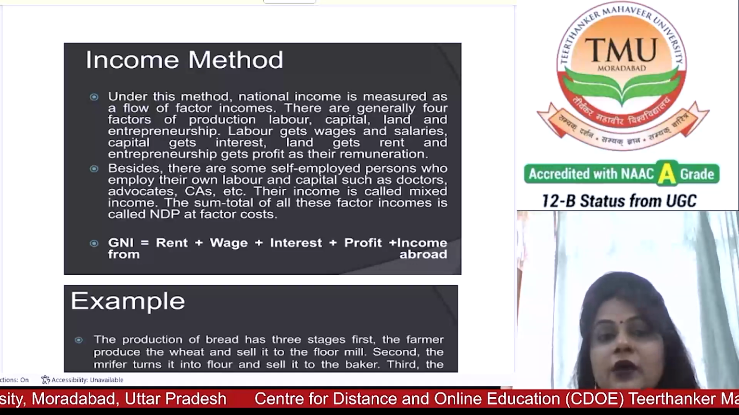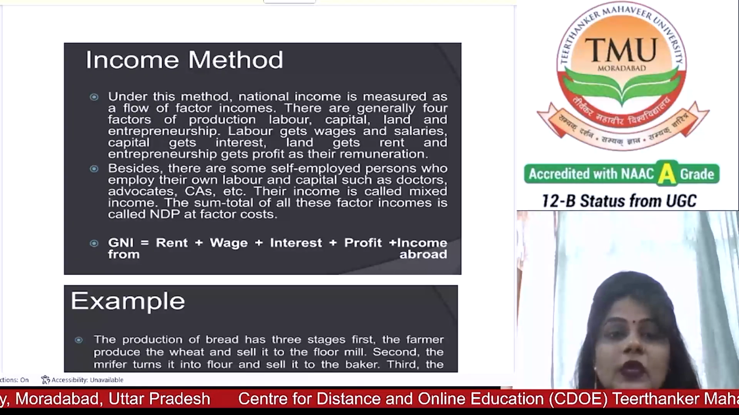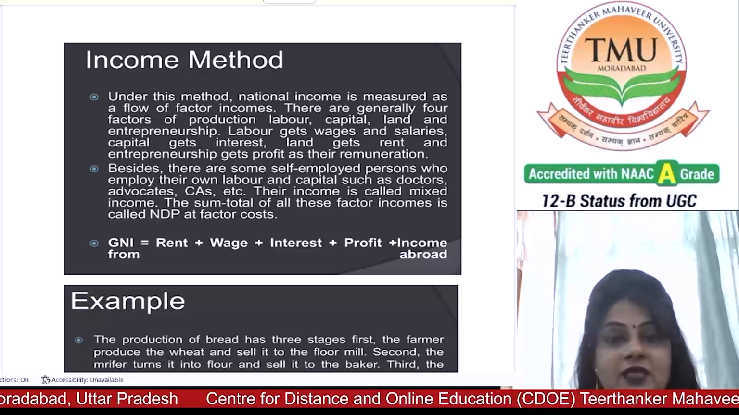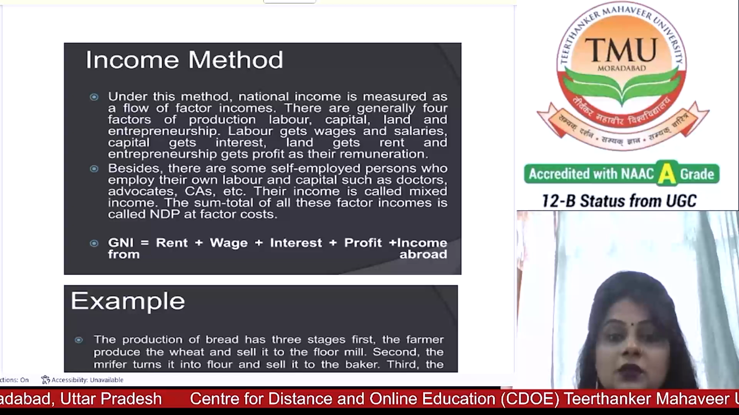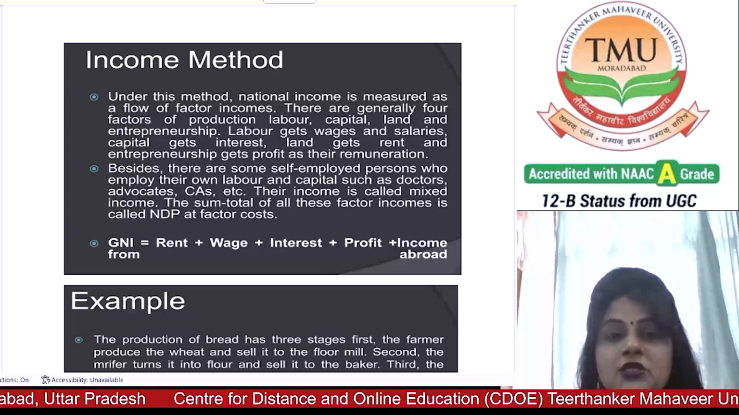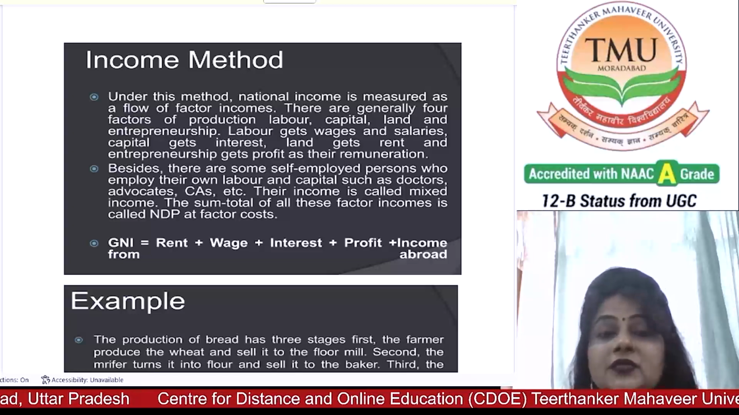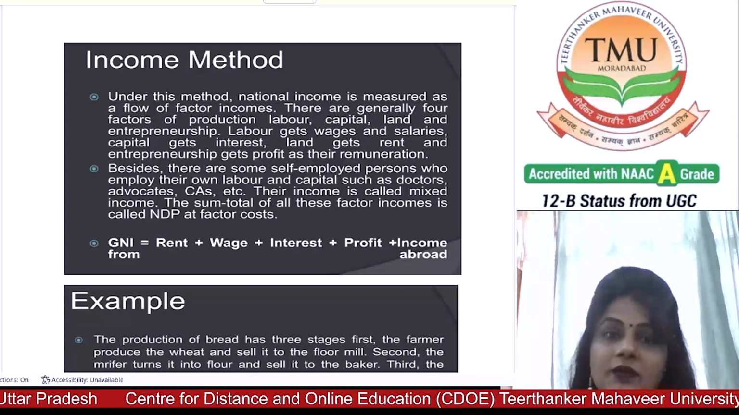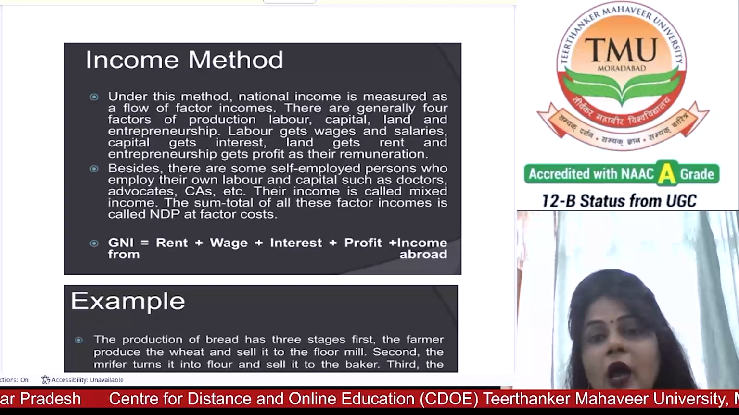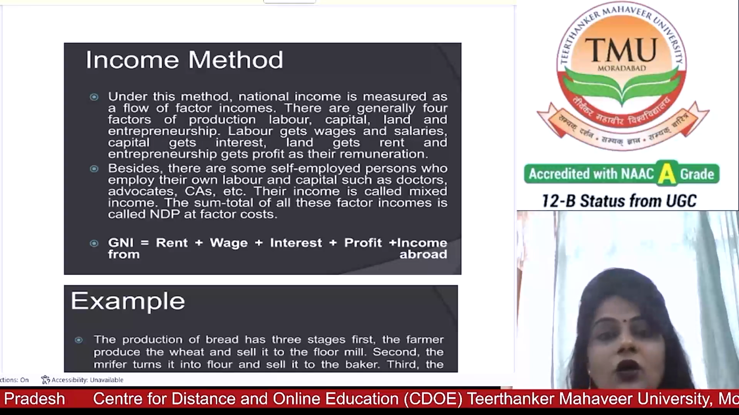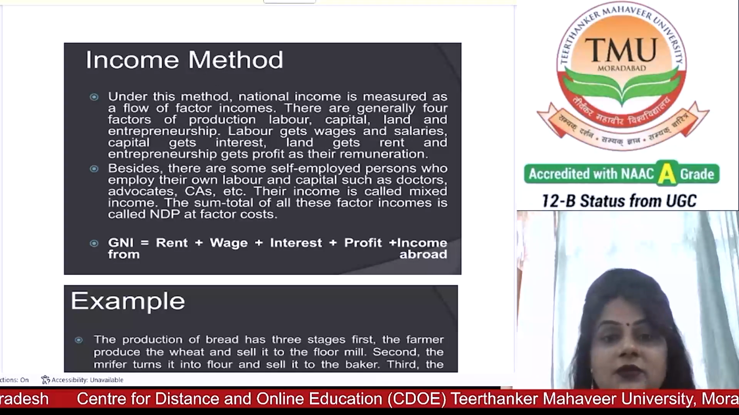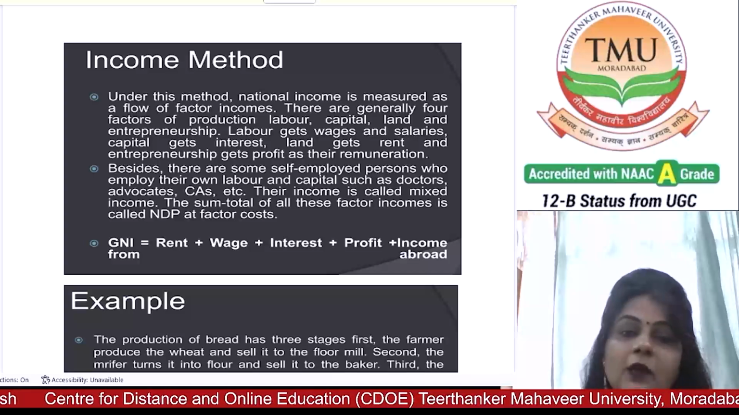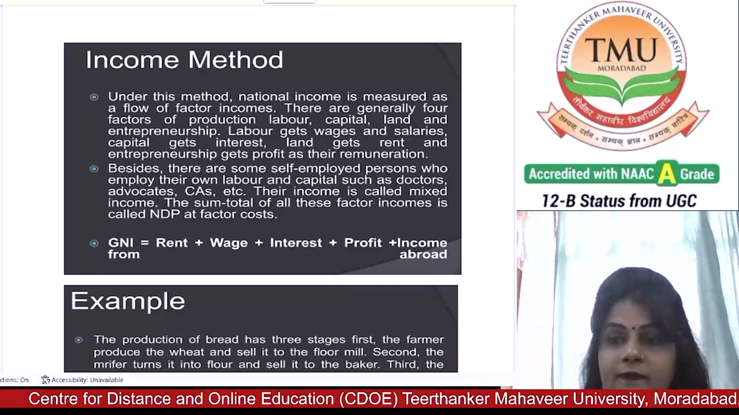Next, retained earning. It is the part of the profit that is kept aside as a reserve to handle the uncertain situations that may arise in a business. It is also known as reserve and surplus, undistributed profit, or saving of the private sector. Profit is equal to corporate tax plus dividend plus retained earning.